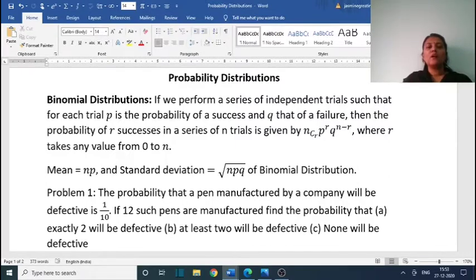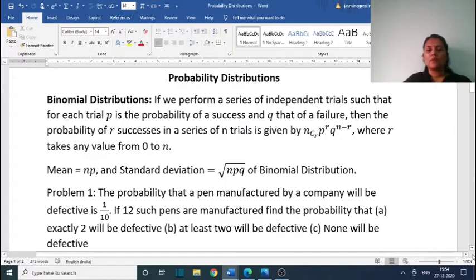So we have performed a series of independent trials such that for each trial P is the probability of success and Q is that of a failure. Then the probability of R successes in a series of n trials is given by nCr P raised to R, Q raised to n minus R, where R takes any value from 0 to n. That's the binomial distribution formula. Its mean is equal to np, where n is the number of trials, and the standard deviation is equal to the square root of npq.